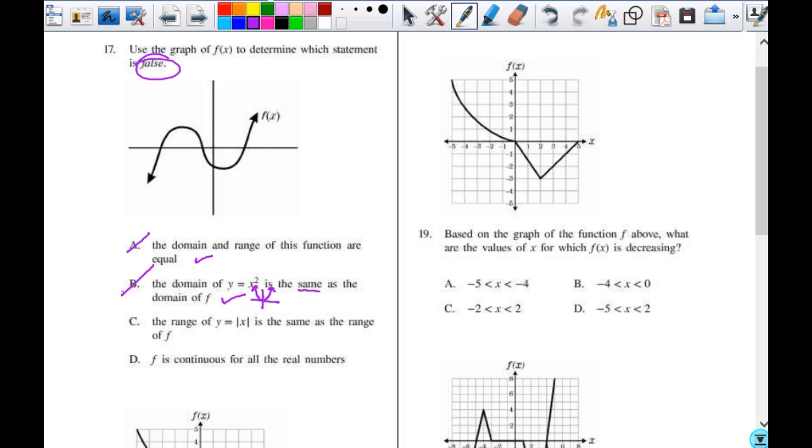The range of y equals the absolute value of x is the same as the range of f. So absolute value of x looks like this. The range here is from 0 to infinity. The range here is all real numbers. This says that they're the same. That is not true. So that is my answer. One of them, at least, I gotta read D. F is continuous for all real numbers. It is definitely continuous, so the only answer there is C.